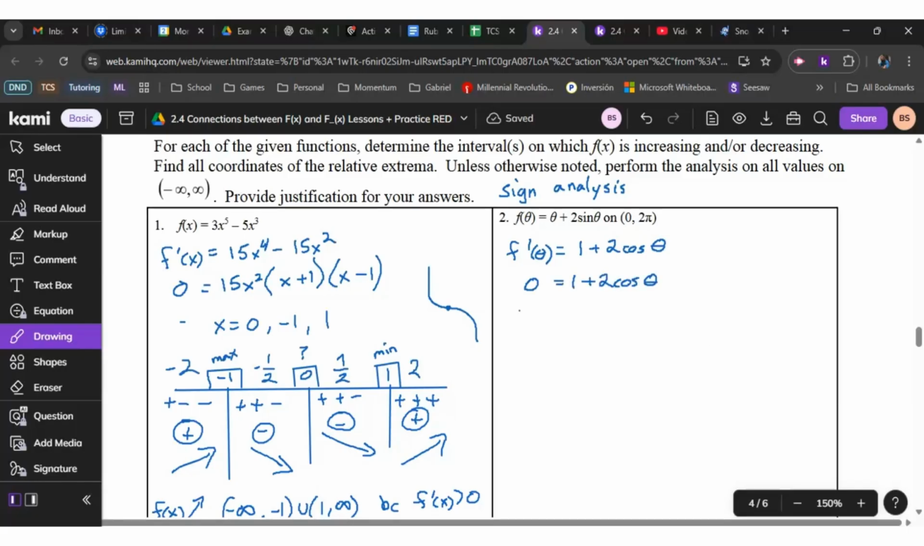We're going to say that that's negative 1/2. So I moved over the 1, minus 1, and then I divided by 2. So cosine of theta is equal to negative 1/2. 4 pi over 3. What else? There's another one. 2 pi over 3. Okay, so 2 pi over 3 and 4 pi over 3 are where we're going to have our zeros.